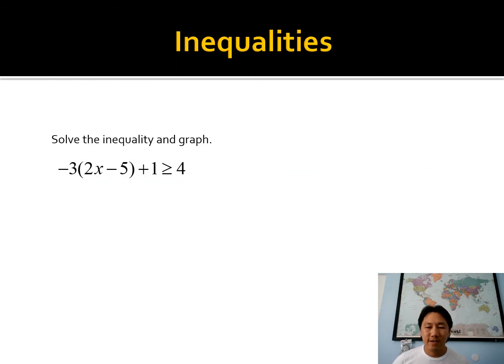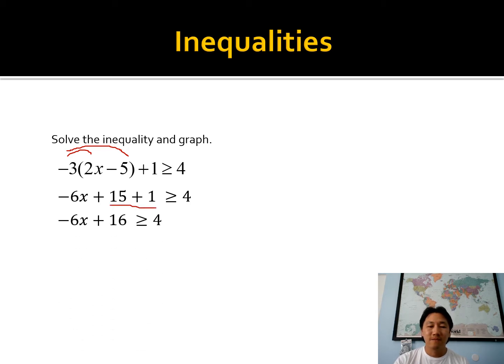Let's go ahead and do an example. Solve the inequality and graph. All right, so let's go ahead and start solving like Algebra 1. First thing we would do is distribute that negative 3 in. We have negative 6x plus 15 plus 1 is greater than or equal to 4. Go ahead and combine like terms, these guys. Subtract the 16 from both sides. And then the very last thing you would do is divide by negative 6.